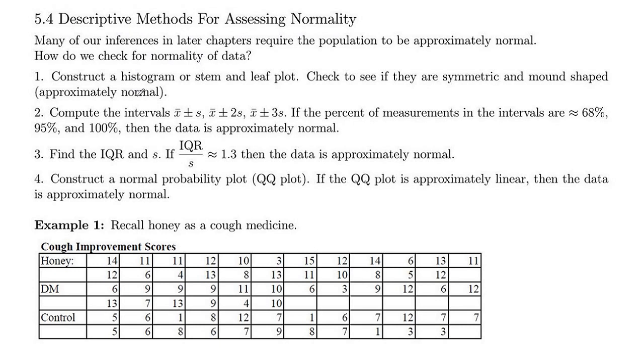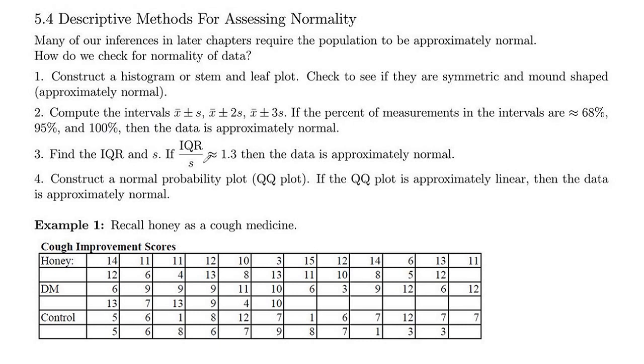So our inference in the later chapters requires our population, a lot of it, to be approximately normal. So we want to know, how do we check for that? Well, first thing we do is construct a histogram or a stem and leaf plot and check and see if it's symmetric or mound-shaped. That's one possibility. You could also do a box plot. You could compute your intervals, x bar plus or minus 1, 2, and 3 standard deviations, and see if they correspond to the 68%, 95%, and almost 100% that go with the empirical rule.